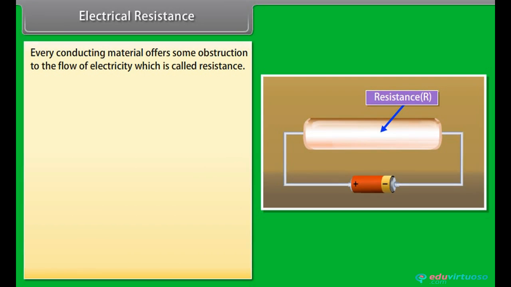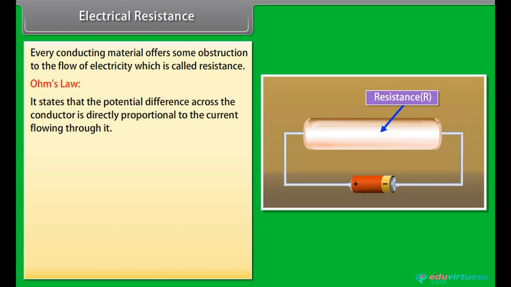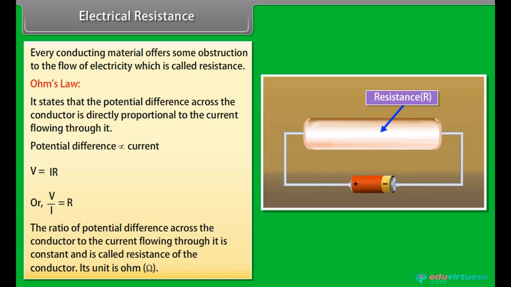Electrical resistance. Every conducting material offers some obstruction to the flow of electricity, which is called resistance. Ohm's law. It states that the potential difference across the conductor is directly proportional to the current flowing through it. V = IR, or V/I = R. The ratio of potential difference across the conductor to the current flowing through it is constant and is called resistance of the conductor. Its unit is ohm.